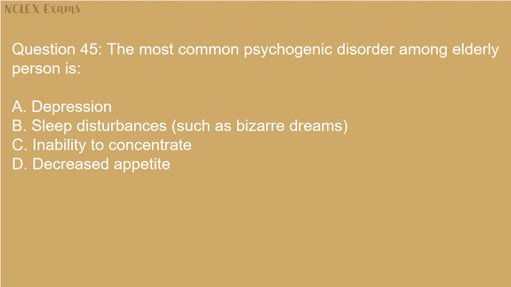Question 45. The most common psychogenic disorder among elderly persons is A. Depression. B. Sleep disturbances such as bizarre dreams. C. Inability to concentrate. D. Decreased appetite.